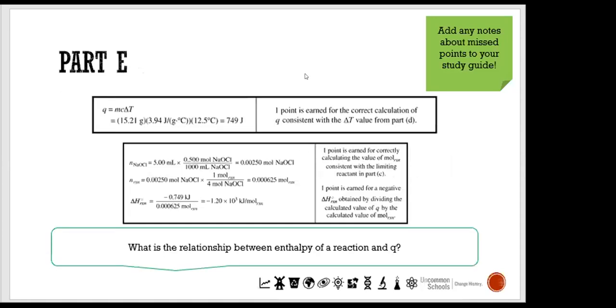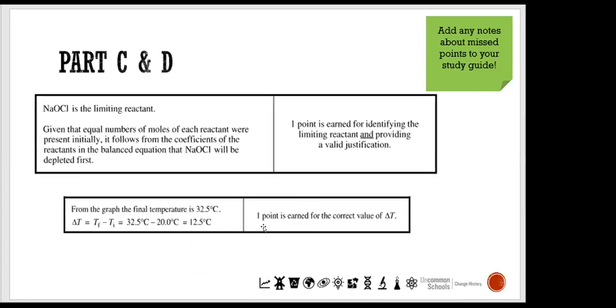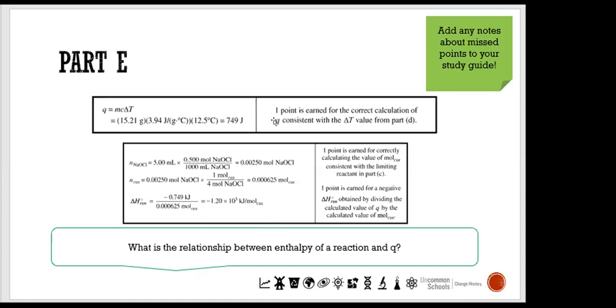For part E, our answer is 749 joules, and that's the Q equals MC delta T equation. As long as you use the proper temperature from part D for this, you would earn that point.